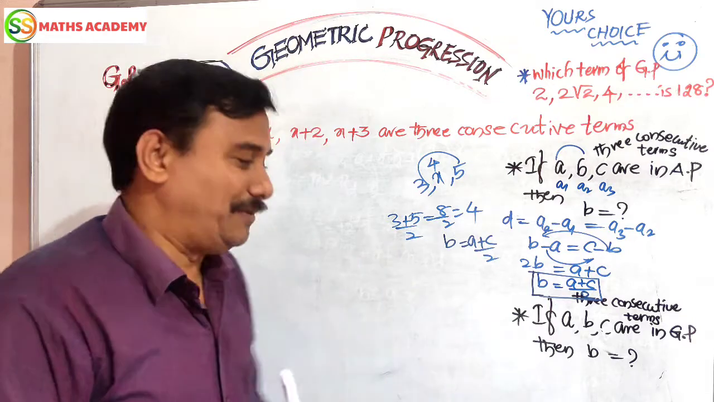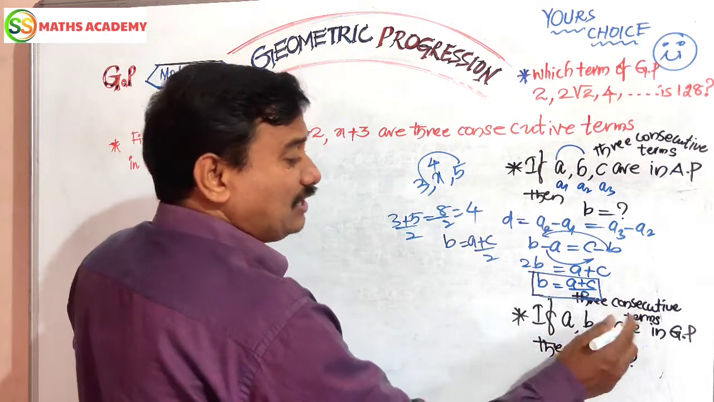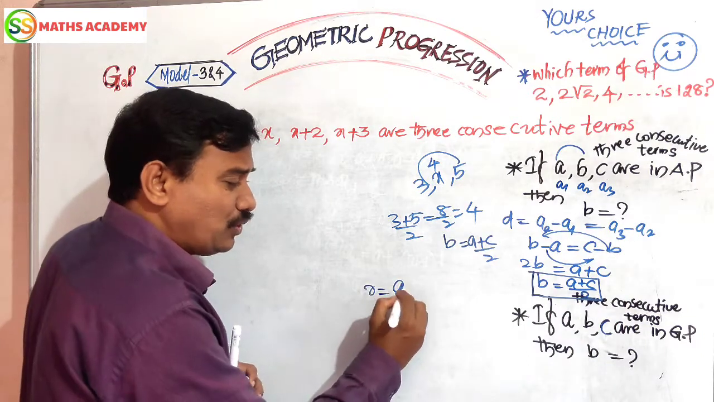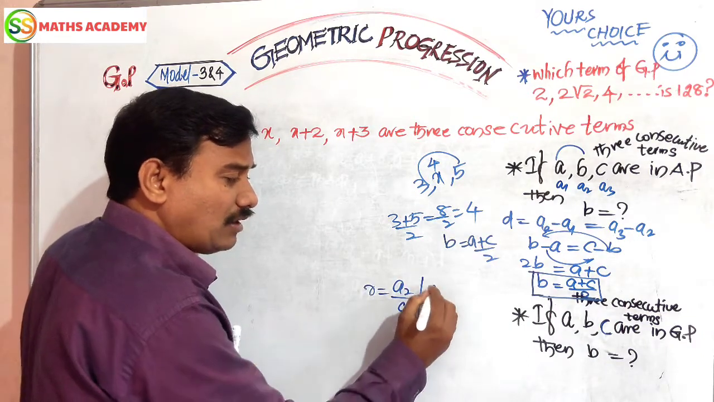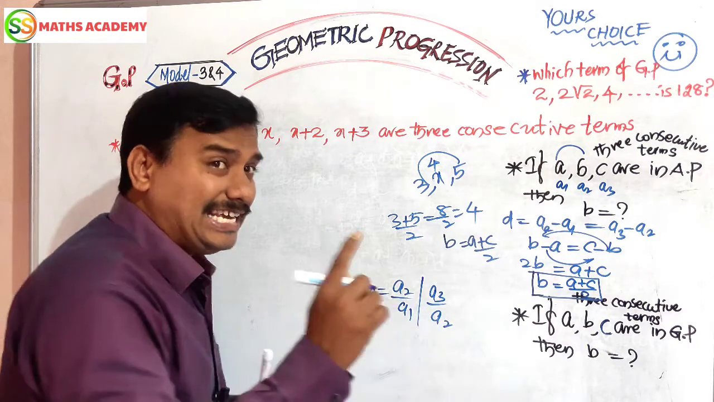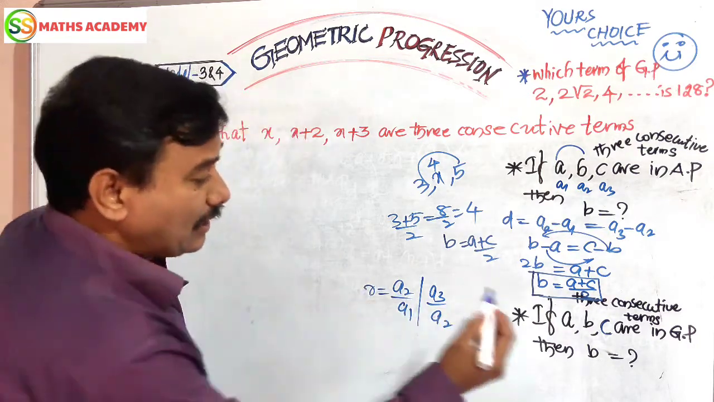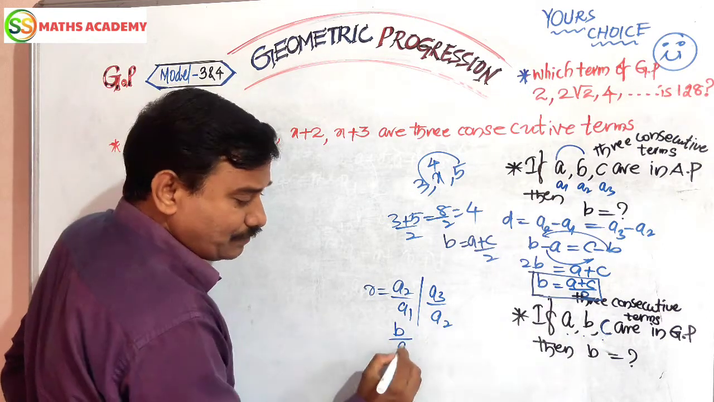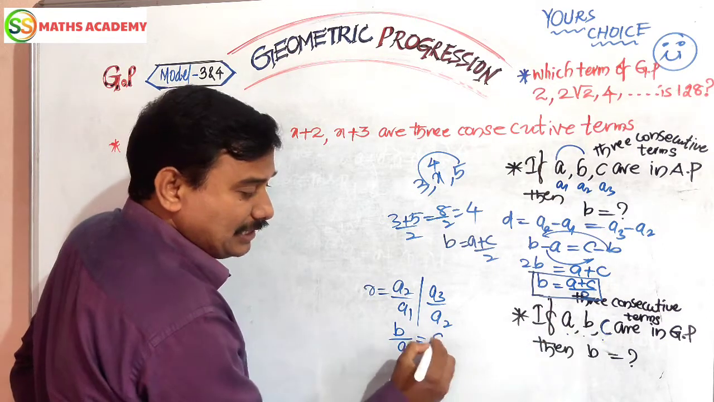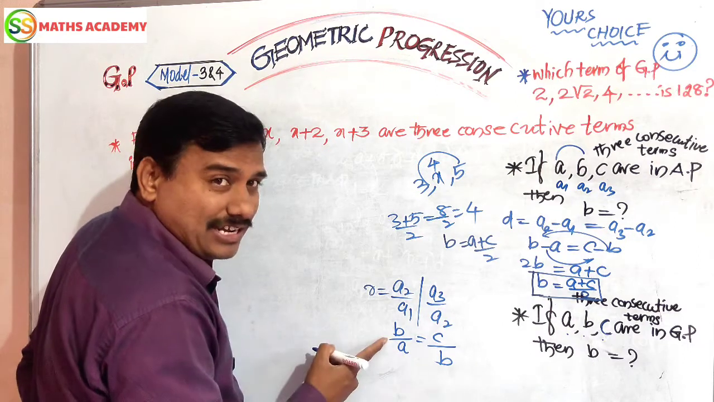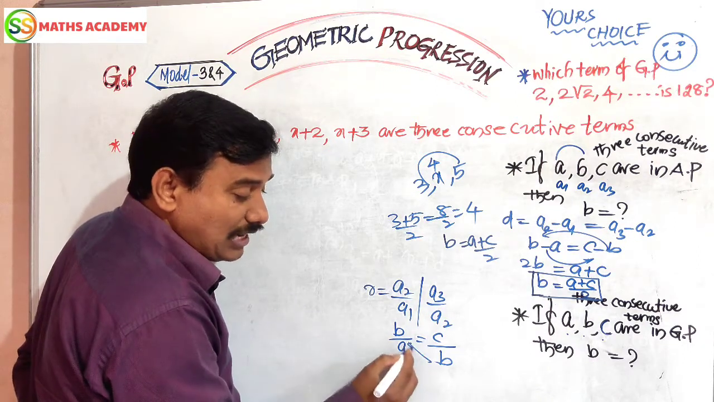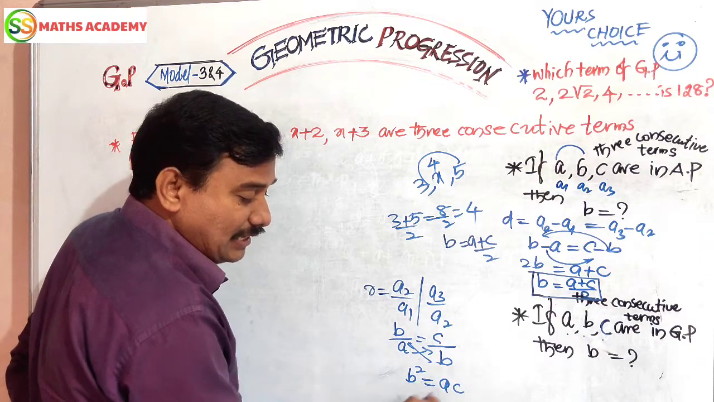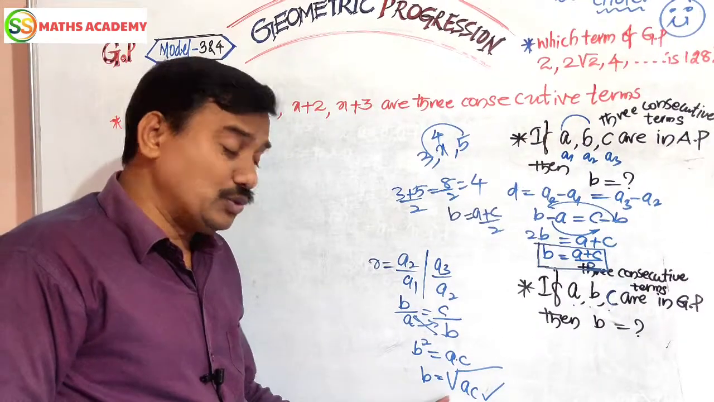Now in GP, A, B, C are in GP. What is B? The ratio is A2 by A1 or A3 by A2 when three consecutive terms are there. Now A1, A2, A3: A2 is B by A, A3 is C by B. This is one kind of ratio. Now do cross multiplication: B into B, B square equals AC, or B equals root AC.